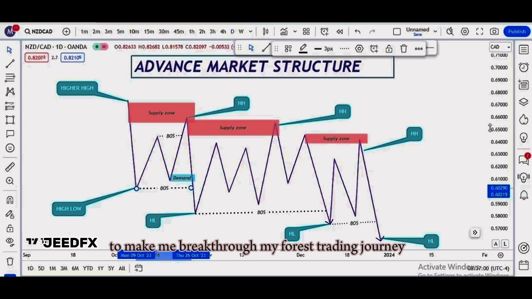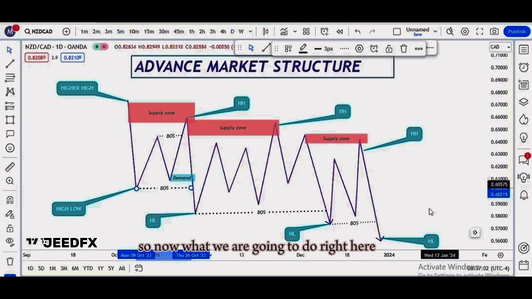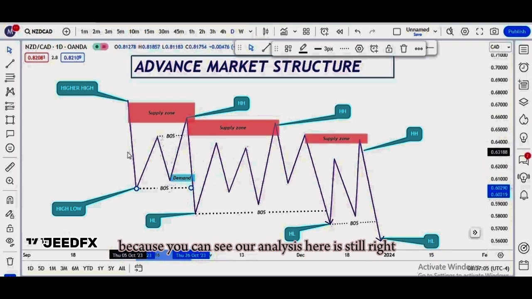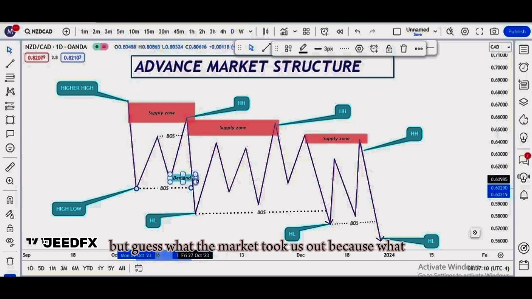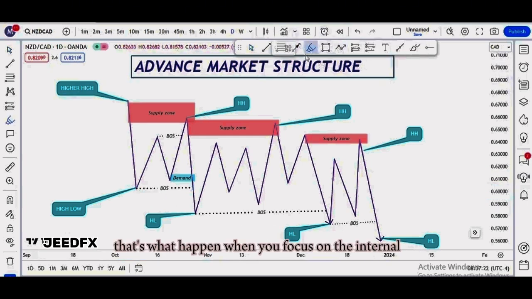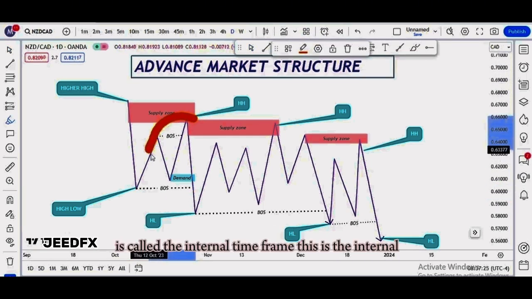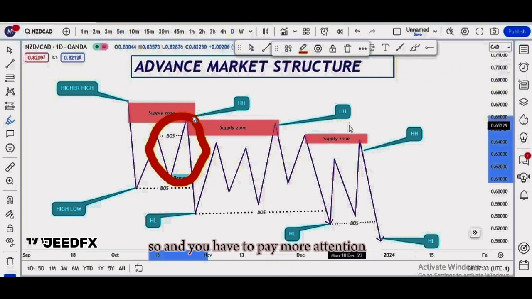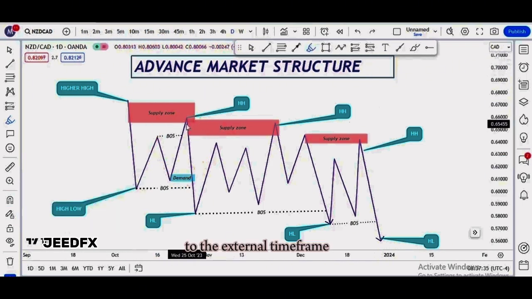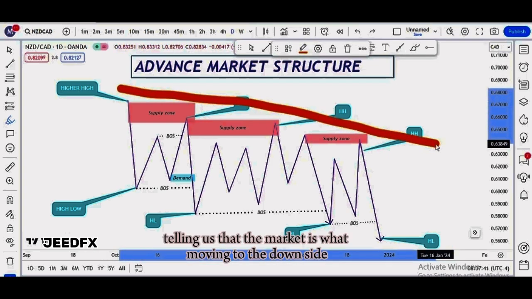So now, what we are going to do right here, because you can see our analysis here is still right, but guess what? The market took us out because of what? That's what happens when you focus on the internal. This is called the internal time frame. You have to pay more attention to the external time frame. This is the external, and the external is telling us the market is moving to the downside.